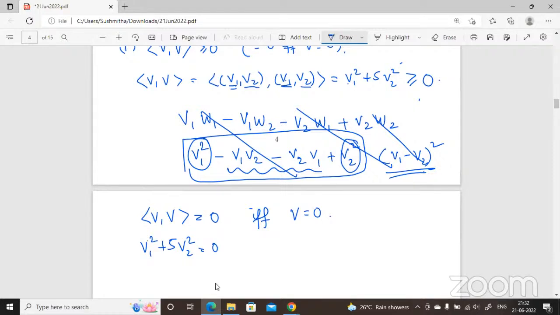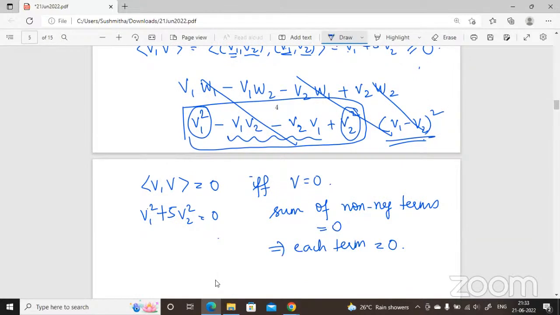Suppose this is not +5, this is -5. It would be negative. No, see, if it was -5, then you can tell v1 squared is equal to 5 v2 squared. In this case, it is not compulsorily equal to 0. But in this case, each component is equal to 0 only when you have a plus. Sum of non-negative terms equal to 0 implies each term is equal to 0. Right? You agree? Yes, ma'am. So that is what we are following here.